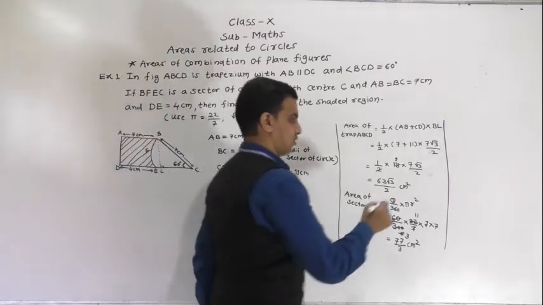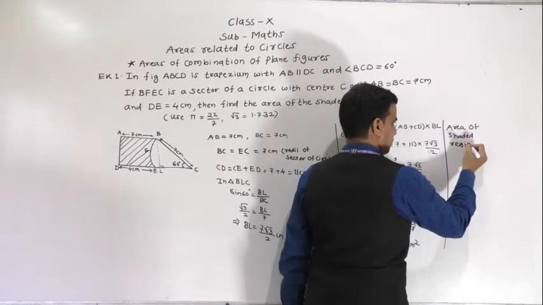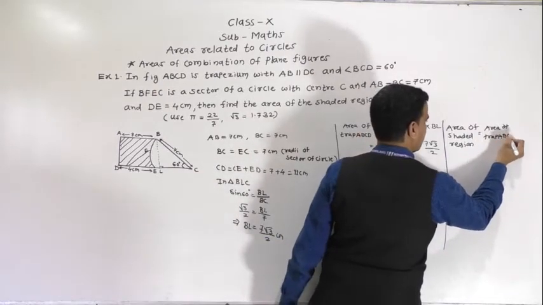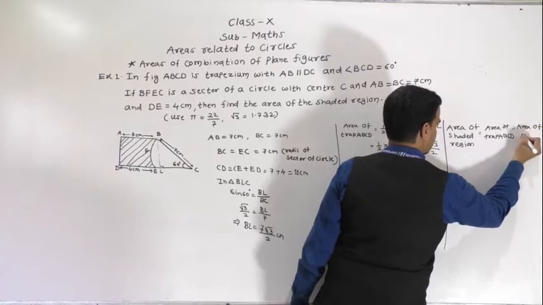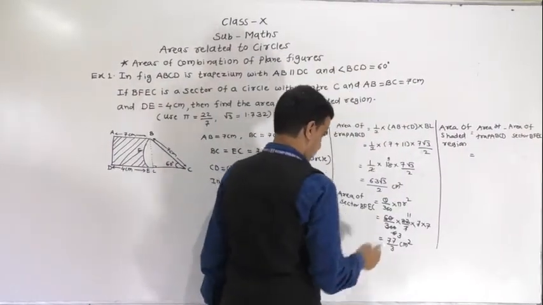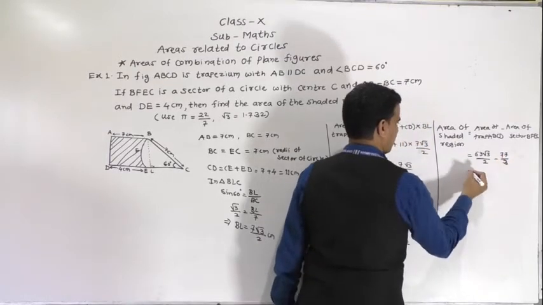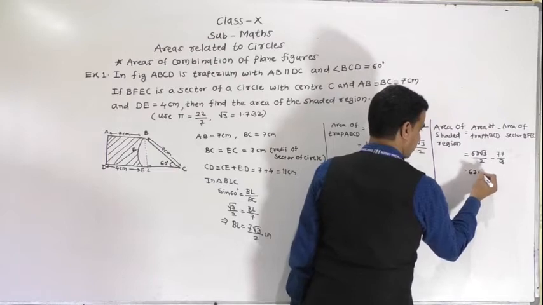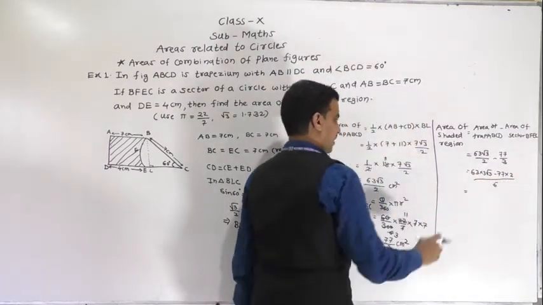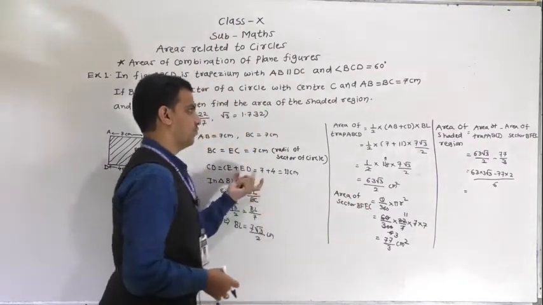Now we have to find the area of the shaded region. Area of shaded region is equal to area of trapezium ABCD minus area of sector BFEC. So area of trapezium is 63 root 3 by 2 minus 77 by 3. If we make the same denominator, it is 63 into 3 root 3 minus 77 into 2 upon 6. If you simplify this and put the value of root 3 as 1.732, you will get the area of the shaded region. Now we will take the next example.